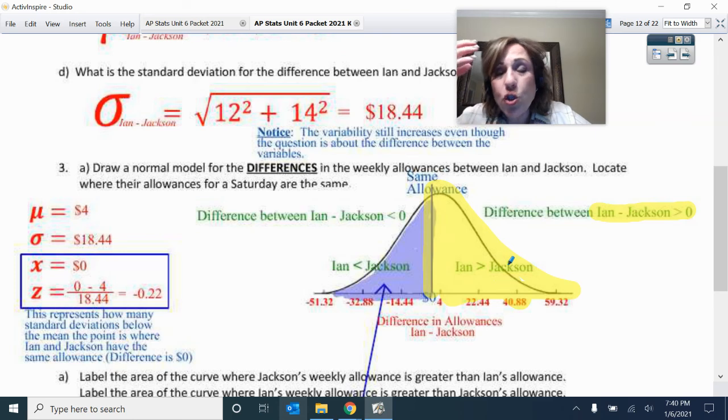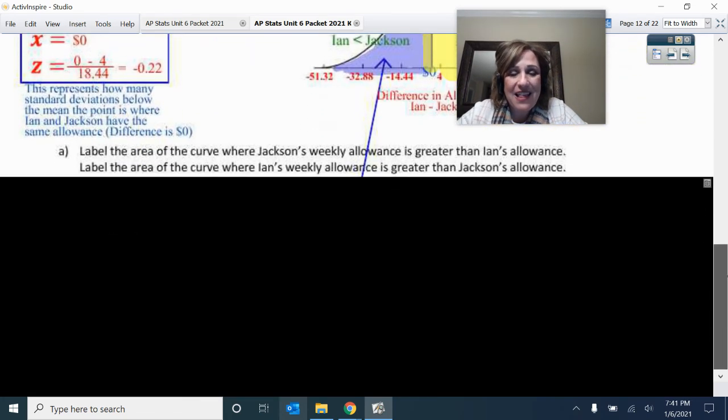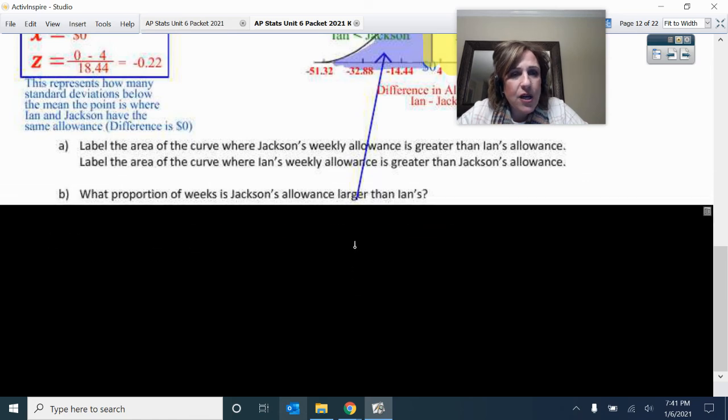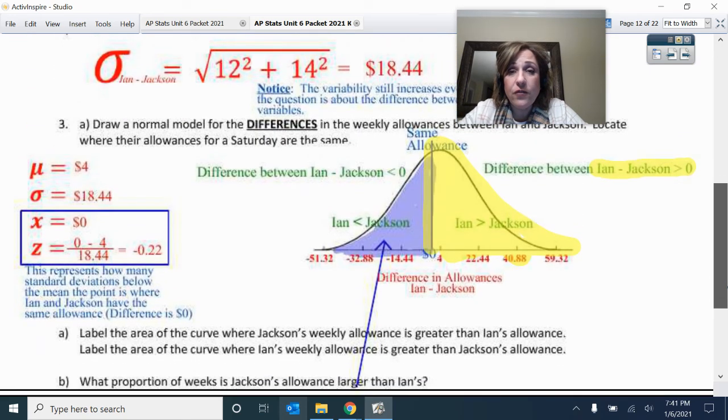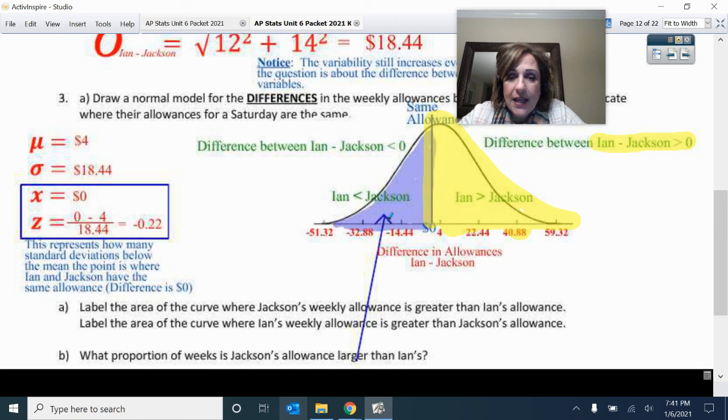So that is important. That is super duper important that you can stop and process how you can tell who's the larger amount on which side of that 0. So if you're having trouble with that, you need to stop for just a second and kind of think through that. It's an important thing to be able to get a handle on. Because now once we do that, then we're going to be asking for questions past that. And so I think then that's where we see what proportion of weeks is Jackson's allowance larger than Ian's? So I then at that point need to decide, okay, which side of this curve is this problem wanting to know? The left or the right?